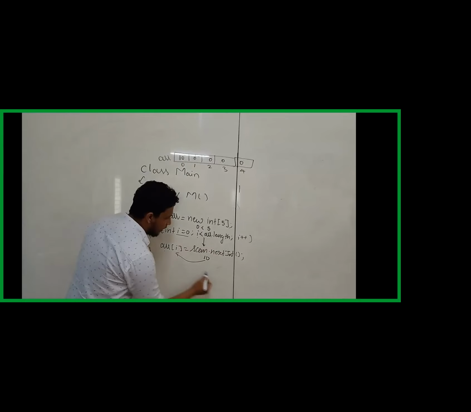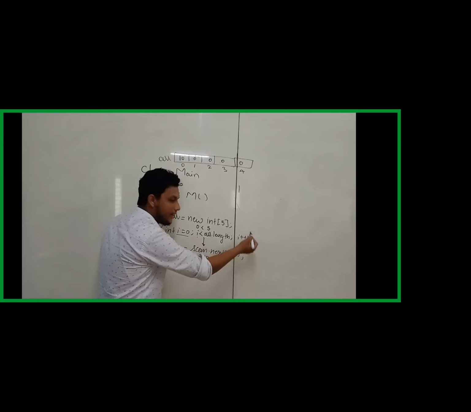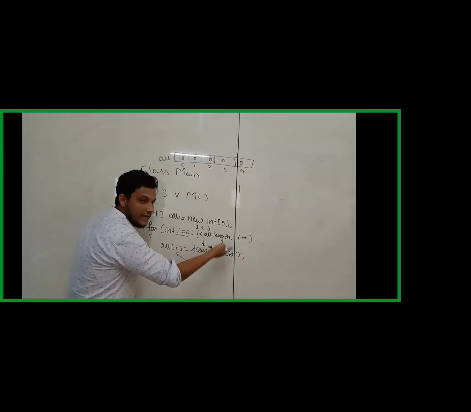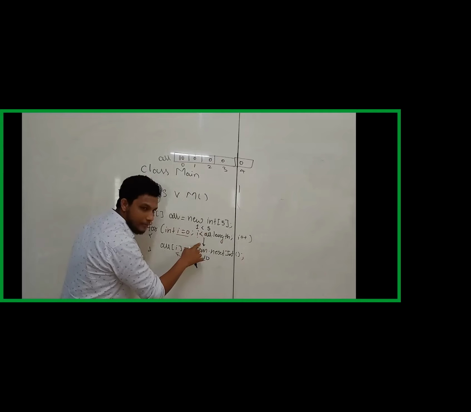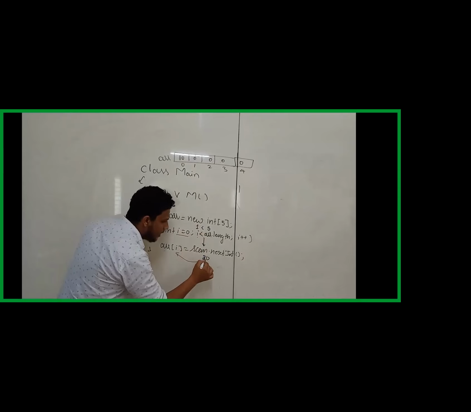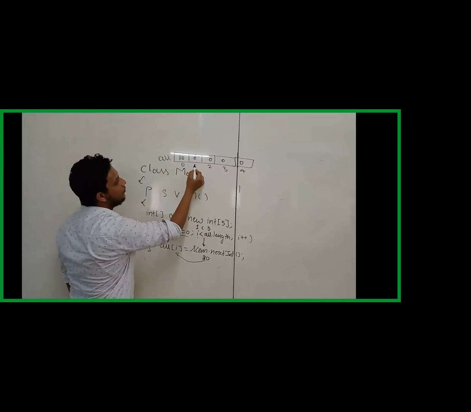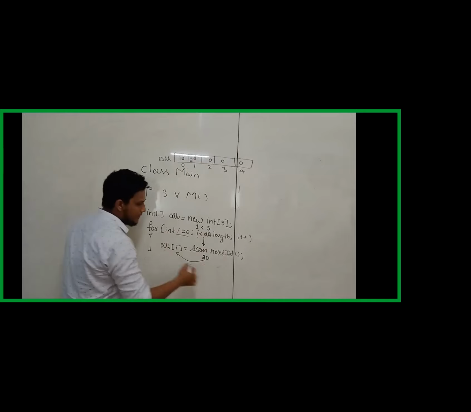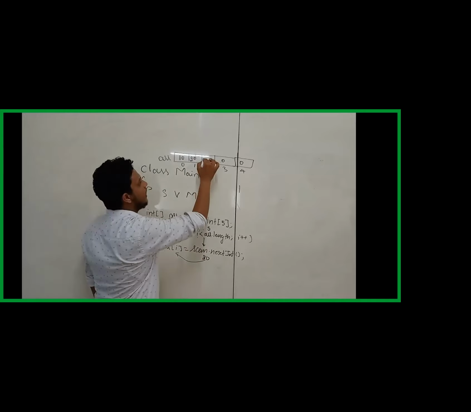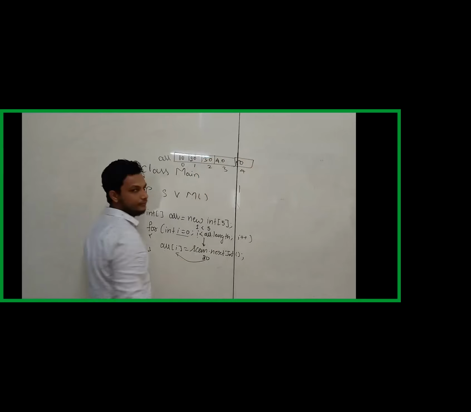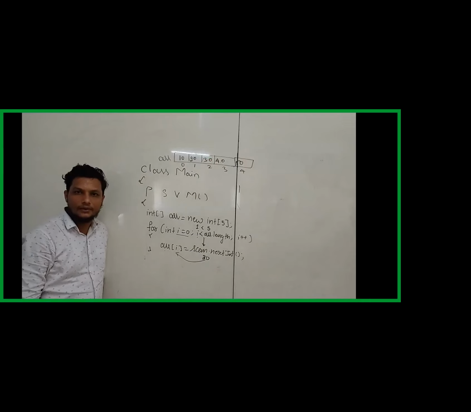Next what will happen? Control will go here, i will be incremented, and i will become 1 now. Now tell me, is 1 less than 5? True, so it will come inside. Say the user will enter 20. arr of 1 will store 20. Like this, again and again the loop will be repeated, and 30, 40, and 50 will be stored. Is it clear?